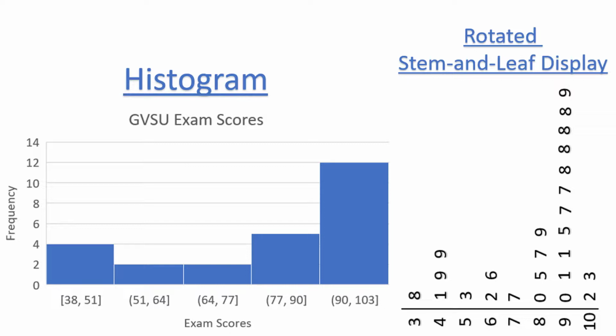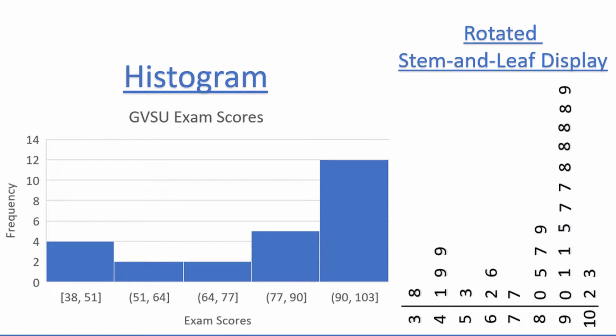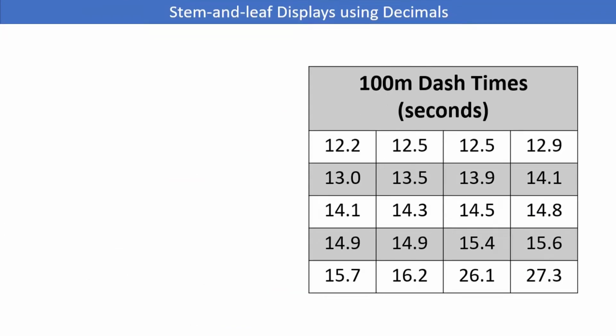What I have shown you is the most basic stem and leaf display, but there are ways to modify the display slightly to accommodate the data that you are analyzing. For example, a stem and leaf display can be used to represent data with decimal places. Here we have the 100-meter dash times of several high school students in a gym class in seconds. We can let the stem represent the first 2 digits of their time, and the leaf represent the first digit after the decimal, what we call the tenths place.